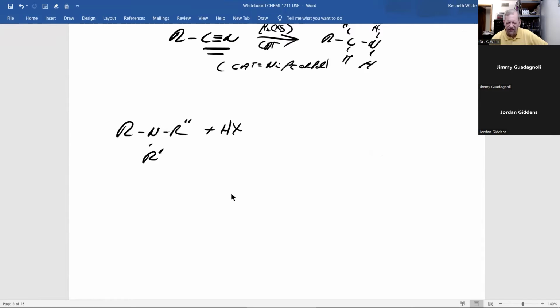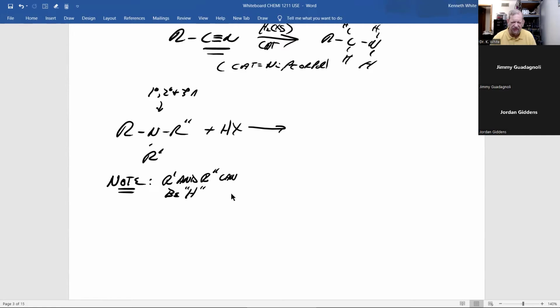For this class, I'll stick to the hydrohalogen acids, HX, be any acid, and watch this carefully. Our prime and our double prime, one, both, or none, can be hydrogen. This takes care of primary, secondary, and tertiary amines, which all undergo this reaction. And what happens? Proton transfer, and you get this. And notice again, our prime and our double prime could, one, both, or none, be hydrogen. And this is called an amine salt.